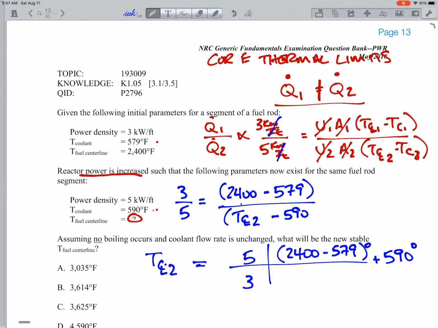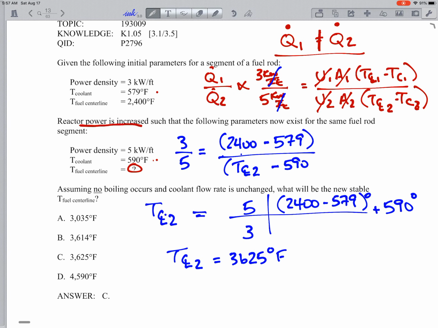Like I say, easy problem if you just do it that way. It's lining them up and figuring out the ratios that's the hard part. 5 times the quantity 2400 minus 579, divided by 3, plus 590. That's going to be equal to 3625. Temperature centerline 2 is going to be equal to 3625, and that's degrees Fahrenheit. The answer is C, 3625. Answer C.